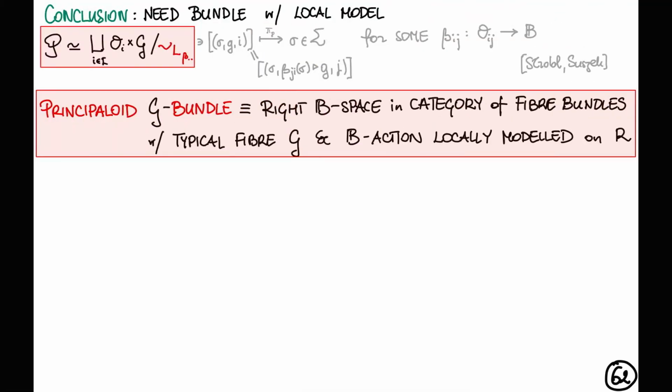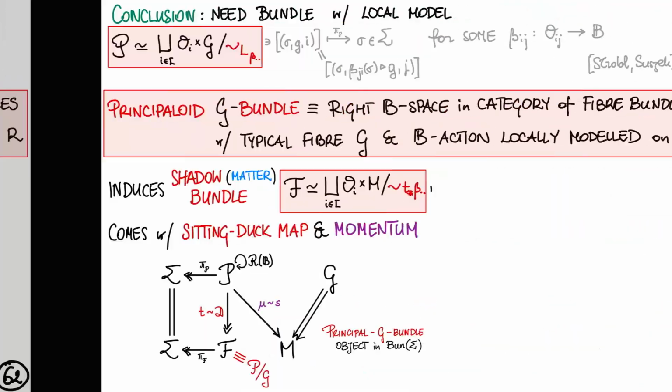Then you can get a little fancier and less cumbersome with all the indices and say that actually you get this structure as a model, but if you insist that the principaloid G bundle, which is how we called it with Thomas, is the right B space in the category of fiber bundles with typical fiber G and the B action locally modeled on R. And it turns out that you get this. It's not entirely trivial because you have to find the commutant in the diffeomorphisms of the right action by the diffeomorphisms of the arrow.